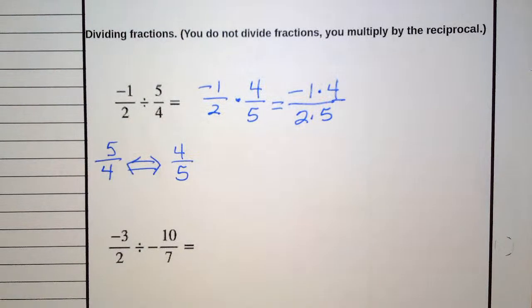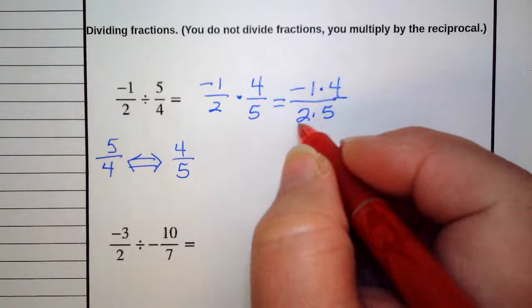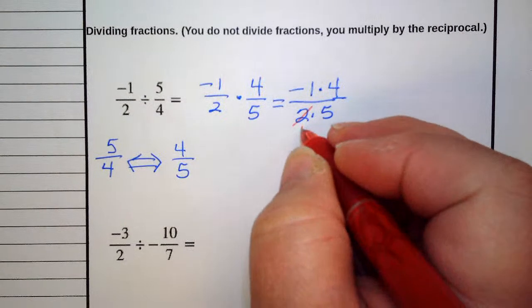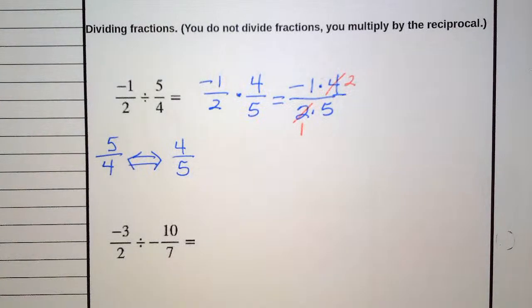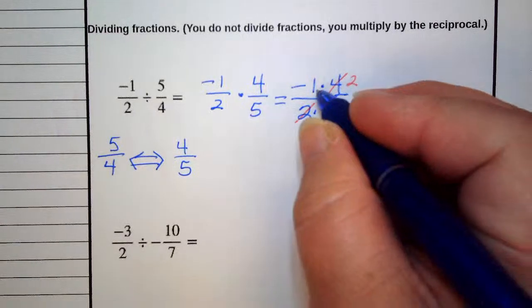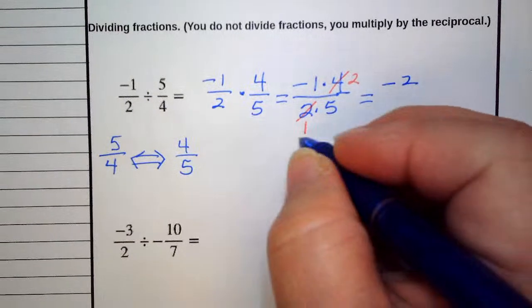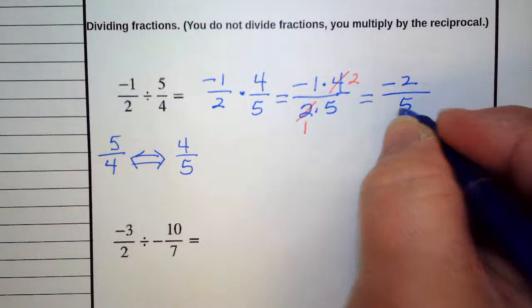Okay, so if you want to put it all together, that's what it looks like. Negative 1 times 4 over 2 times 5. Do I have any common factors? Yes. I can divide top and bottom by 2. 2 divided by 2 is 1. 4 divided by 2 is 2. Now I'm ready to finish this up. Negative 1 times 2 is negative 2. 1 times 5 is 5.